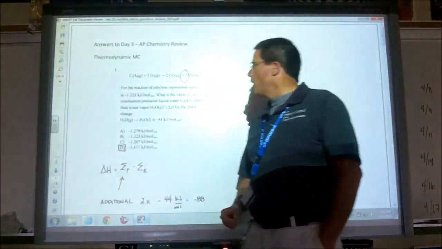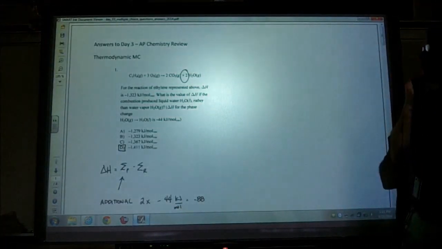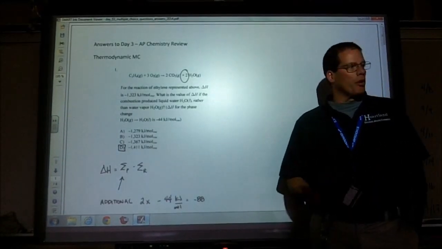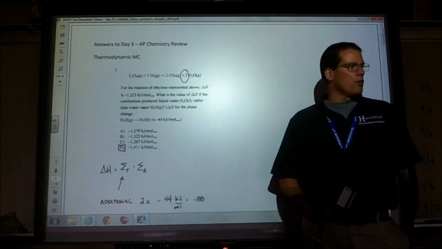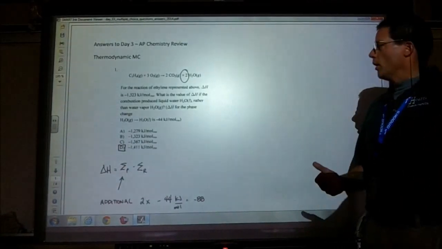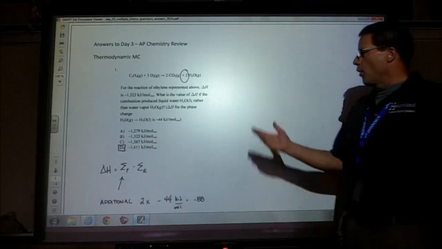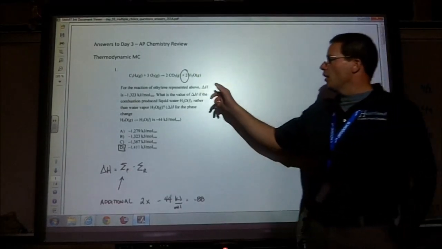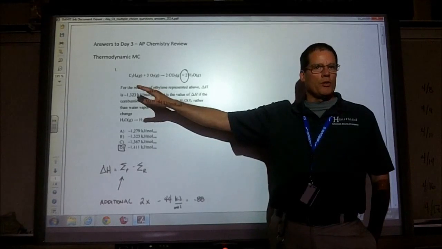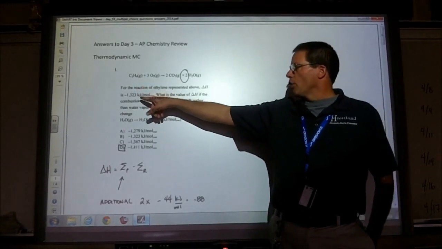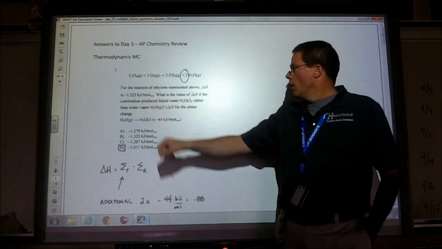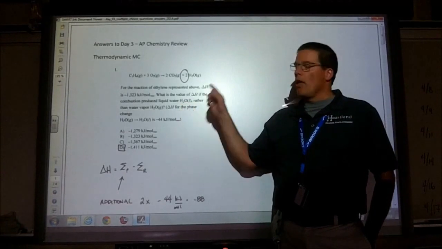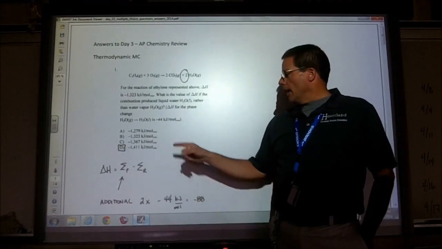So looking at the first question, number one, and again, this is thermodynamics. What we're shooting for is 75%. We want to get at least 3 out of the 4 questions correct. When looking at number 1, it says, for the reaction of ethylene represented above, and you've got your balanced equation given, the delta H for this reaction is 1323 kilojoules per mole. It asks, what is the value of the delta H if the combustion produced liquid water rather than vaporous water? And here are your options.